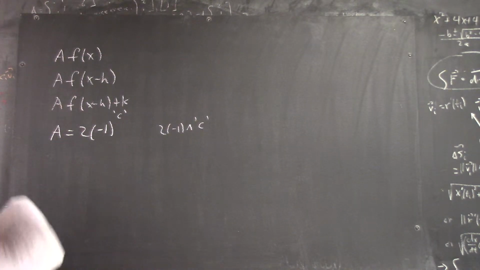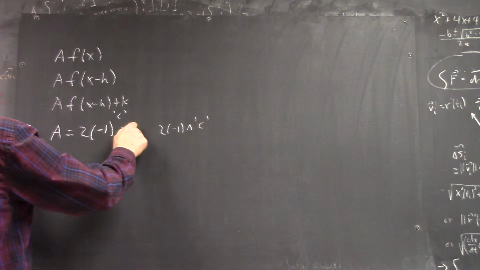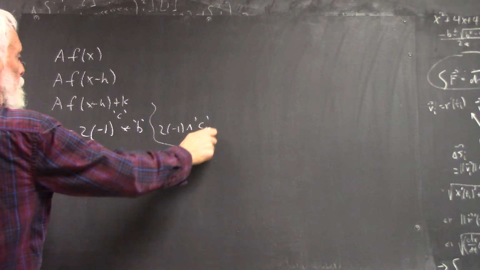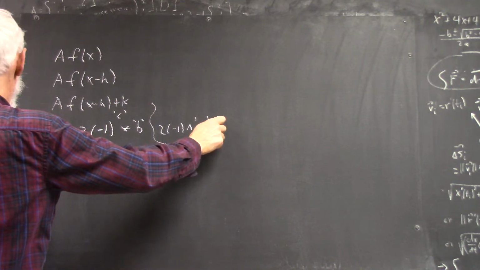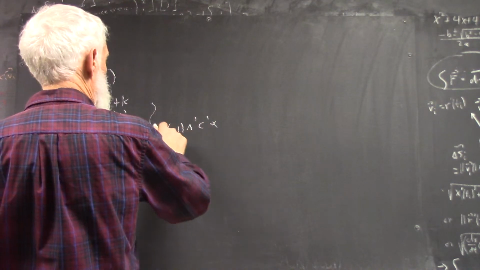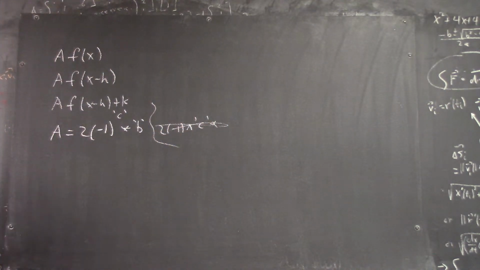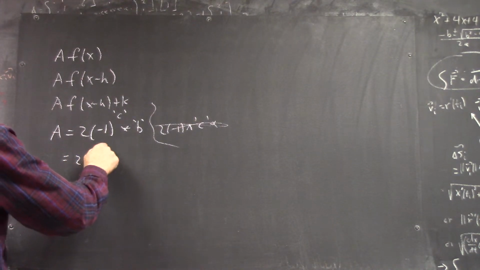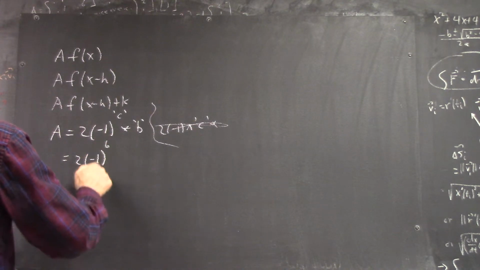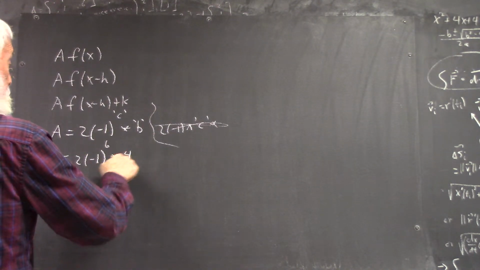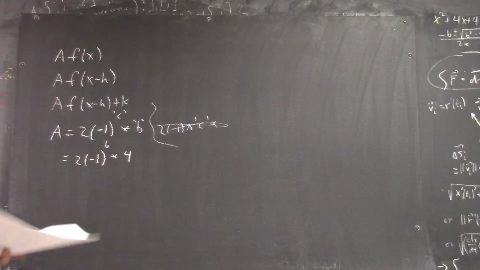Okay? And then it's times B. So it's going to look like this. Now, what's that? That's 2 multiplied by -1, in my case, to the 6th, times, in my case, 4. What's -1 to the 6th?